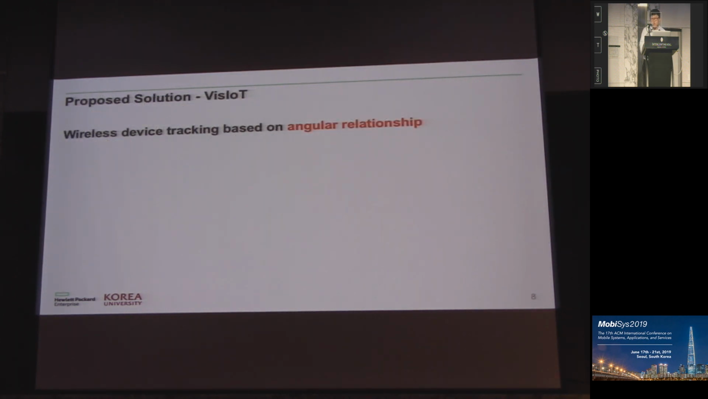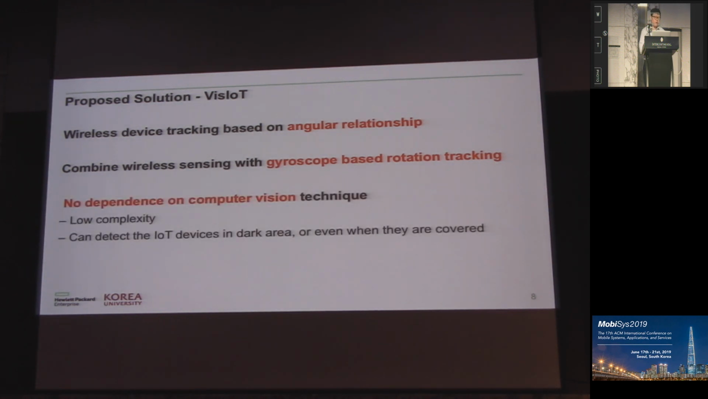In this talk, we introduce BizIoT, which is a novel approach to enable IoT visualization. It tracks the wireless sender position using only angle information. To estimate the angle with high accuracy, it uses the phase information of the wireless signal combined with gyroscope sensing data. This technique has no reliance on computer vision, so it has very low computational complexity, and it can track the location of the device in situations where computer vision does not work well, such as dark light conditions.